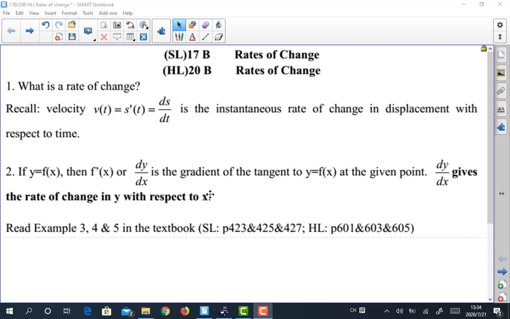If you want the gradient of the tangent at a particular point, then you just plug this x value into the first derivative function to find the particular gradient of the tangent to the curve at that point. I also hope that you can learn some important skills and knowledge from examples 3, 4, and 5 in the textbook yourself, and try the 4 examples in this lesson note as self-practice to see how much you can apply the first derivative or second derivative in real life contexts.